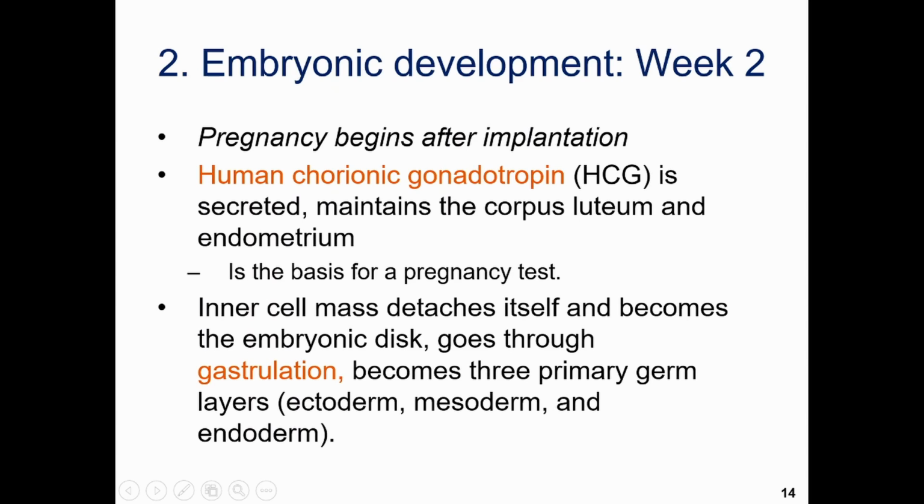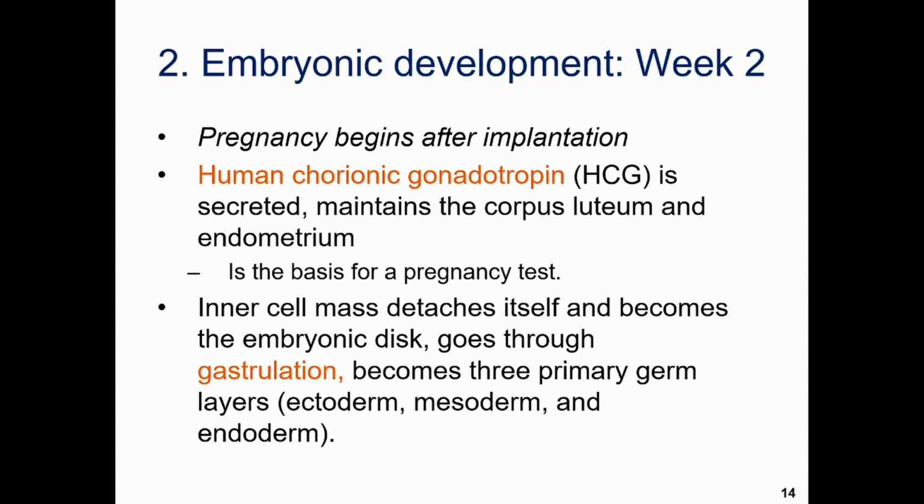If implantation does happen, we enter into week 2, embryonic development. This is where pregnancy would now be said to begin. The female body will start secreting human chorionic gonadotropin, or HCG for short, and that's going to keep the corpus luteum around, and as long as the corpus luteum is kept around, progesterone will be secreted and keep that inner lining of the uterus around. HCG is also the basis for a pregnancy test. So when a woman urinates on that little stick, it's looking for HCG.